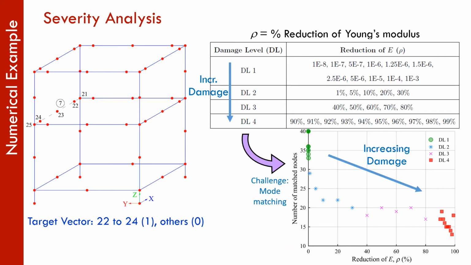We performed a parameter study on the reduction in Young's modulus, anything from reduced by 10 to the minus 8 to reduced by 99%. Each of these was modeled and the modes were matched, and if you'll notice, as damage increases, the number of modes that we were able to match decreases. That makes sense because the two structures are becoming more and more different. The two data sets are becoming more and more different.